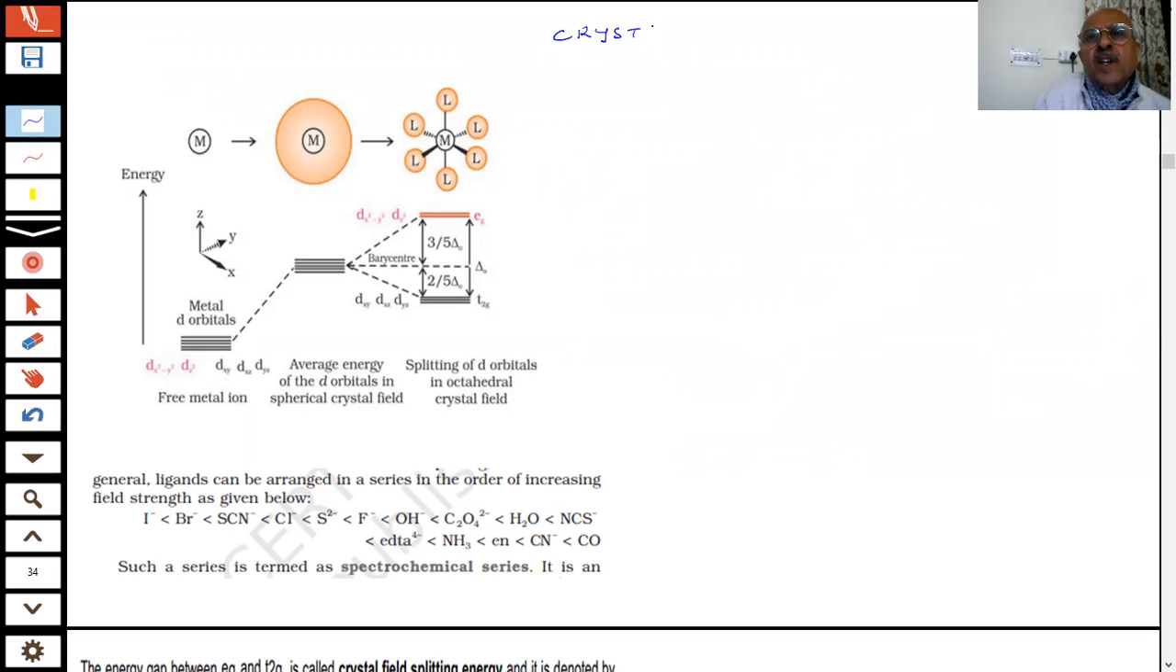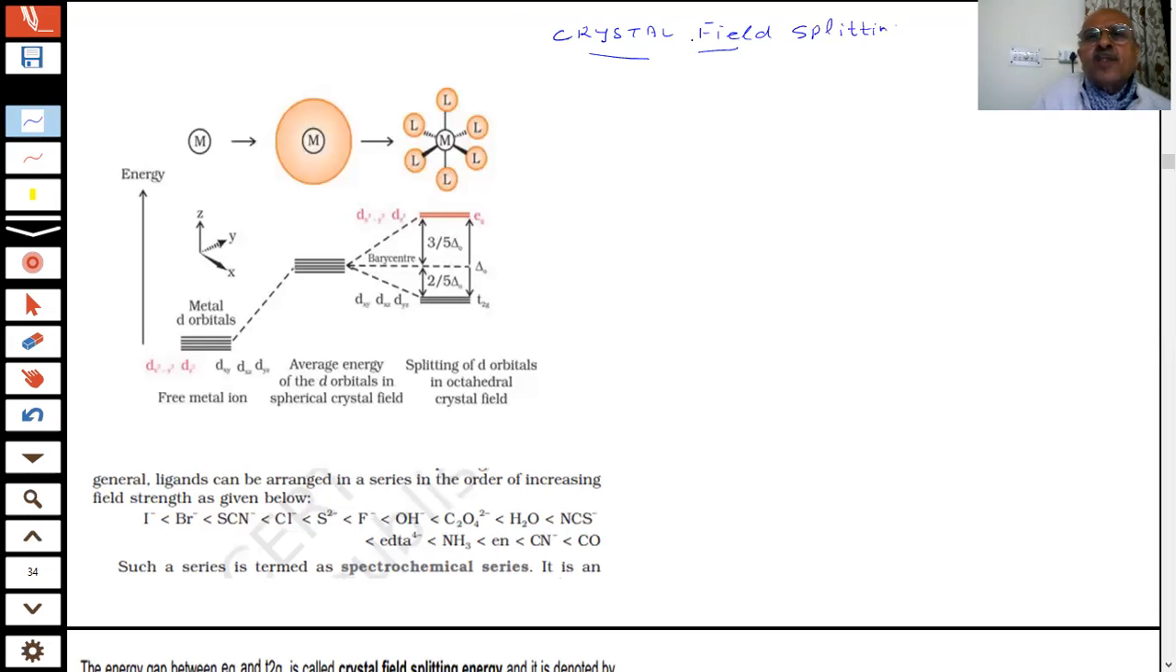Nobody in the exam is asking you to draw this diagram. You will draw it the way I have drawn it. That's all. If required, we will show it when we take questions. Everything will become clear. You know that we are used to solving a lot of questions. Crystal field splitting.